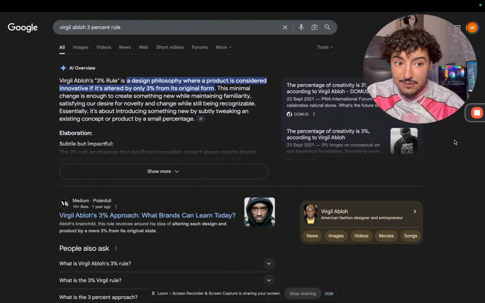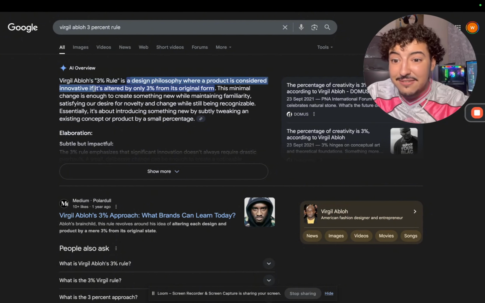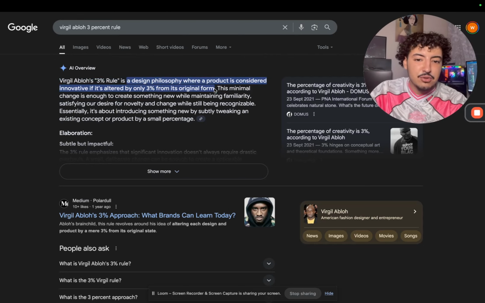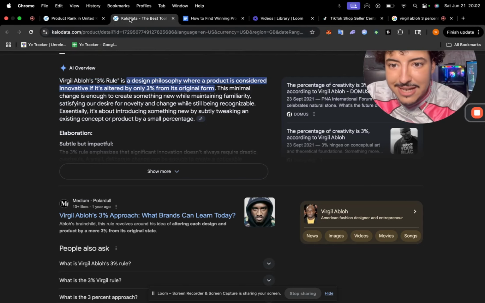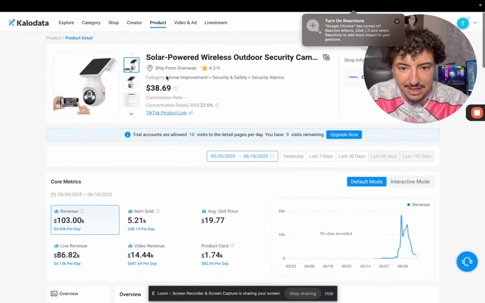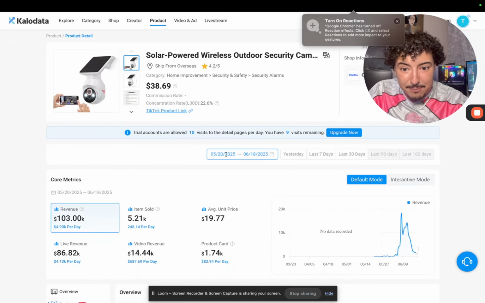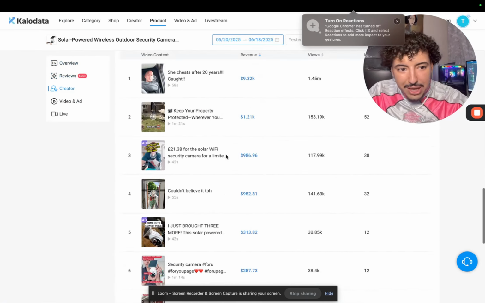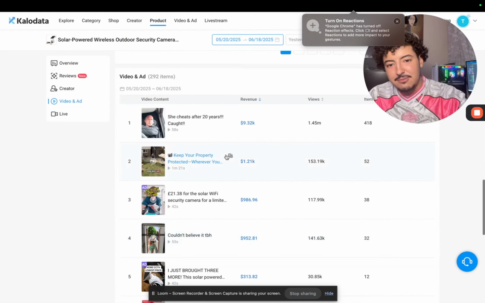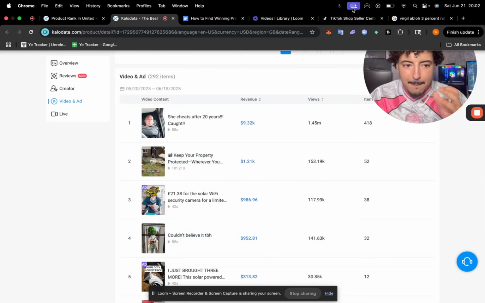He has a famous 3% rule, a design philosophy where a product is considered innovative if it is altered by only 3% from its original form. What I'm saying is you can take this, copy it word by word, solar powered wireless outdoor security camera, same pictures, same price. All you have to do is make it 3% better. 3% better is all it takes, and you will get a piece of that pie.